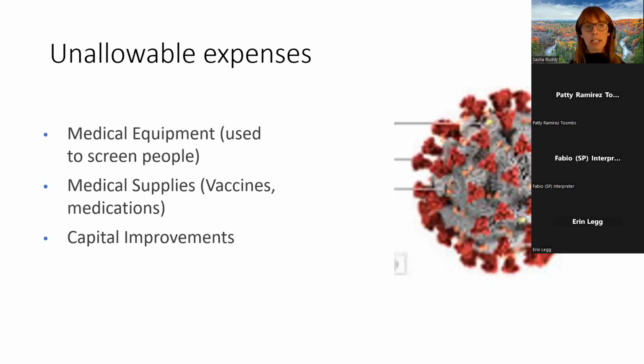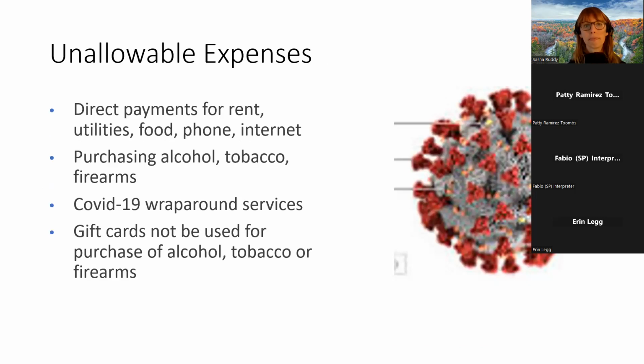Other unallowable expenses include medical equipment, so things to screen people, medical supplies like vaccines or medication, and capital improvements, which would be like repairing buildings or vehicles, the things that were on the previous slide. So those are capital improvements.